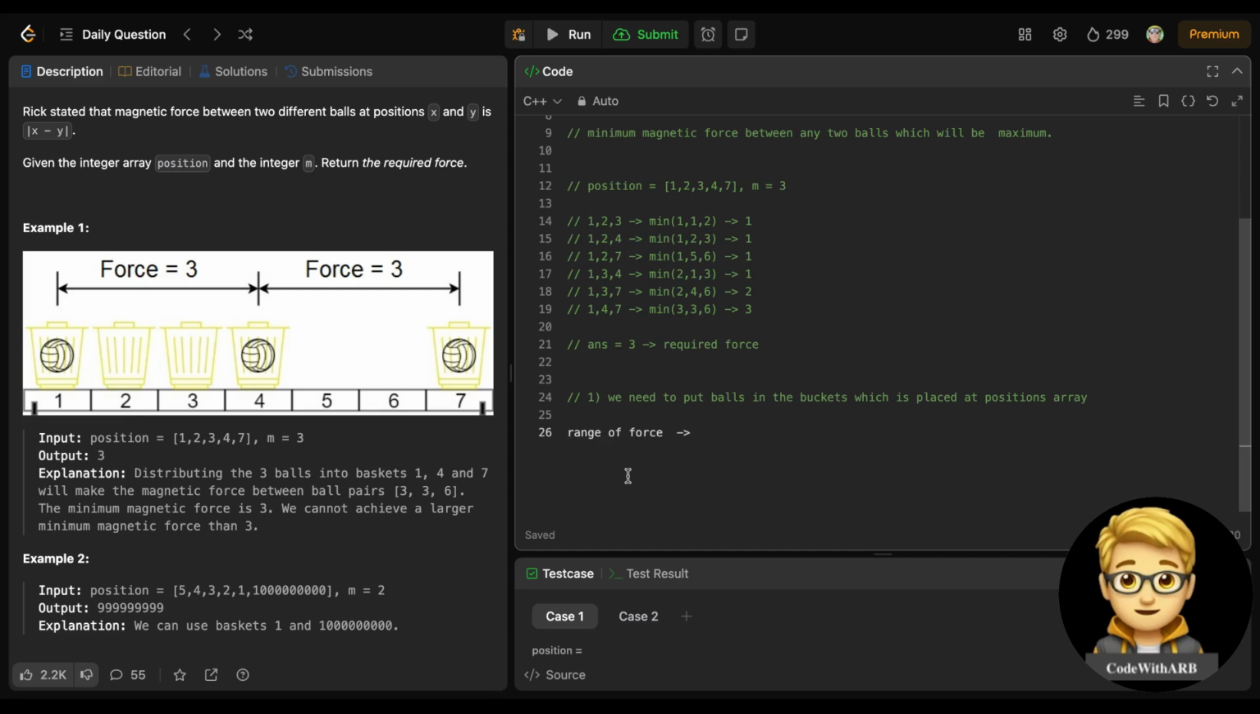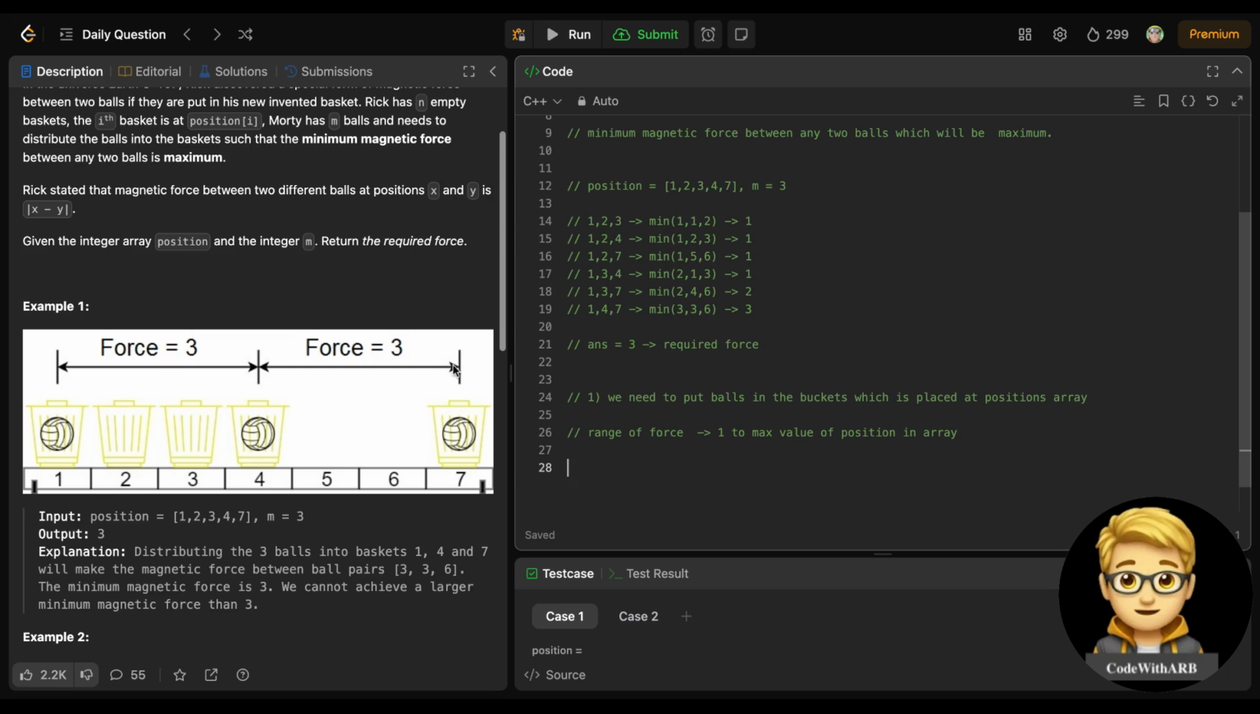Basically, the range of the force can go from 1 to the max value of the positions array, right? That can be the range of force. So I'm sure that the answer would be between these only.